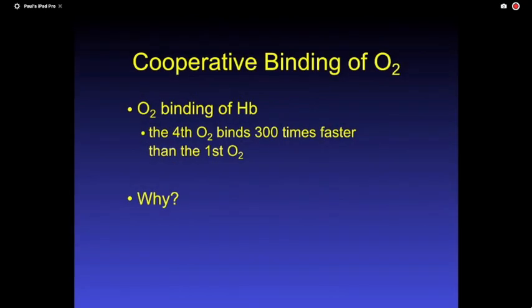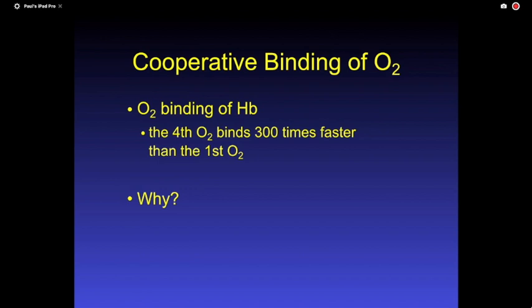Okay, the binding of the fourth oxygen is 300 times faster than the first. Why in the world is that? Why would that last one be so much easier than the first? If I'm in the tense form, I've got all these salt bridges, right? I've got BPG stuck up in there. What has to happen for oxygen to bind? Oh, you've got to break all these things, right?